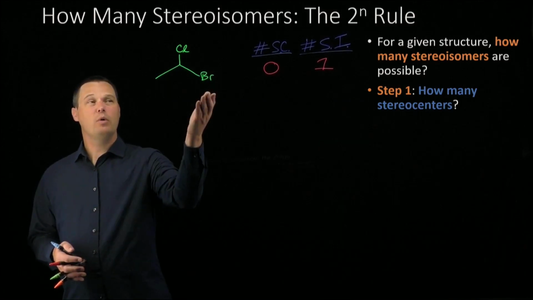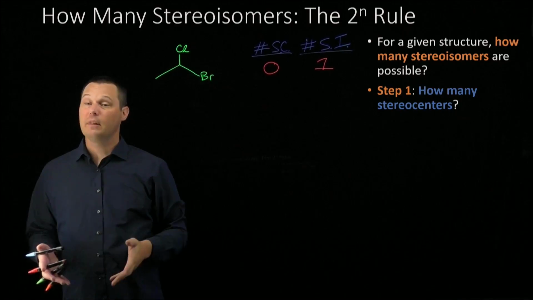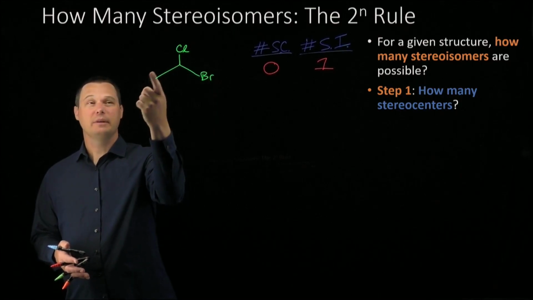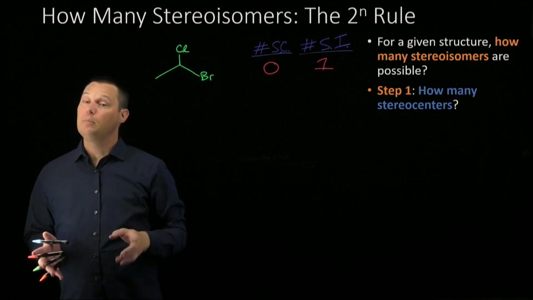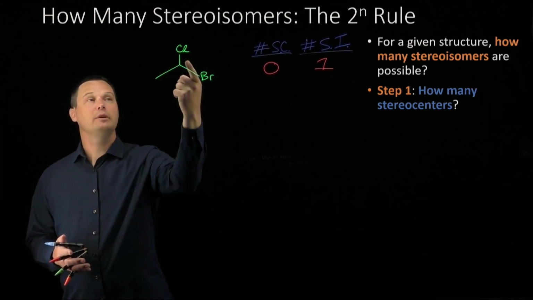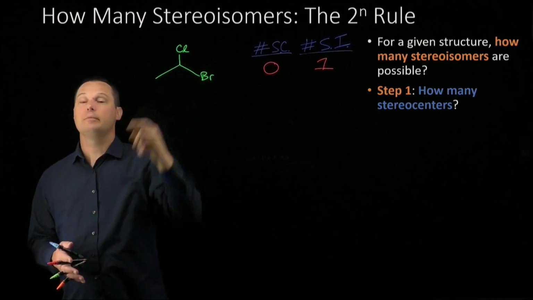Let's change things up a little bit and continue building this table. If we swap out one of those methyl groups for a carbon-bromine bond, what changes and what stays the same? Let's first look for how many stereocenters there are. Carbon number 1 is still not a stereocenter. It still has 3 identical hydrogens attached. But carbon number 2 is now a stereocenter. It has a bond to carbon, bromine, chlorine, and the implied hydrogen. That's 4 unique groups. This carbon is a stereocenter.